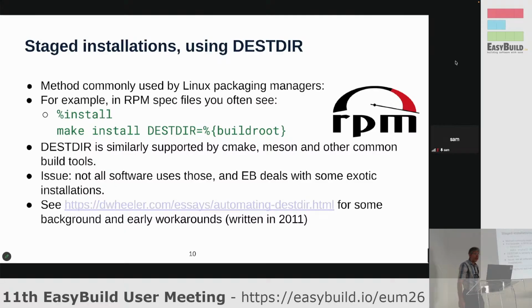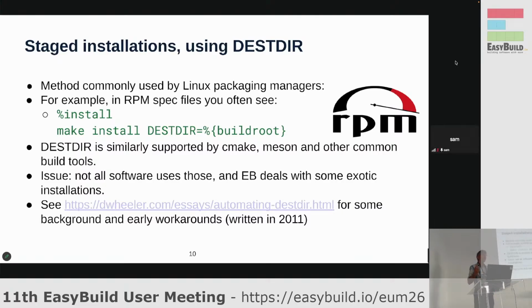Now, how do distributions do this? Like I said, Linux distributions have been doing this for like 30 years, pretty much. And they didn't have the benefit of having bubblewrap or other kinds of tools to automate that. They do it manually using what is called DESTDIR. So you see that all these common tools like Automake and CMake and Meson and things like that, they understand that you can do make install DESTDIR equals the build root, and it will just work as long as the build system understands it.